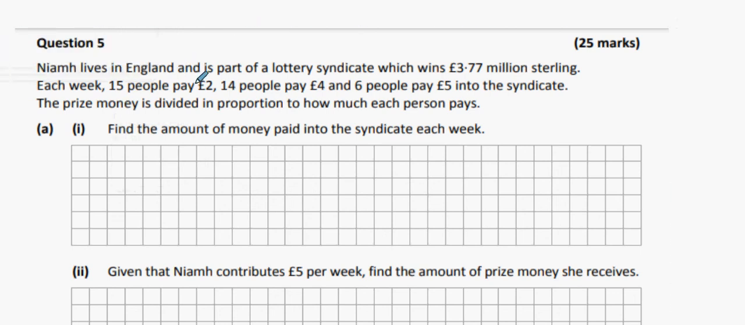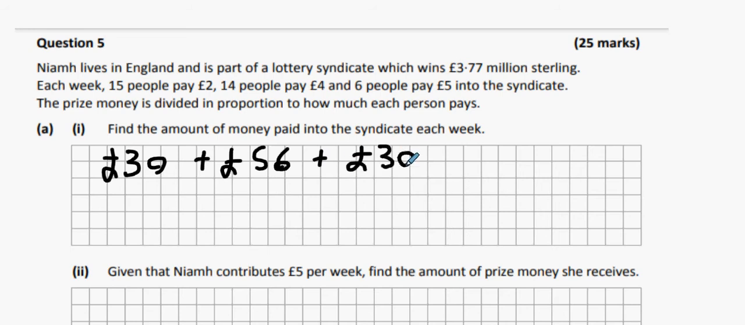15 people pay two quid, so that's 30 UK pounds. 14 multiplied by 4 is £56. And 6 people pay 30, which is 30 UK pounds. Add all that together, and what do we get? 116, okay? So that's a bunch of you who pay 116 quid each.